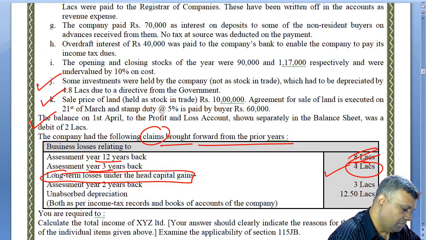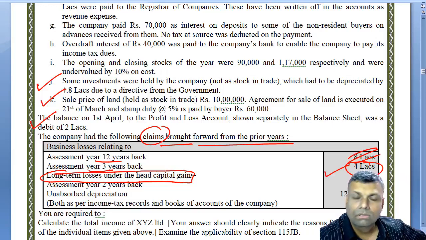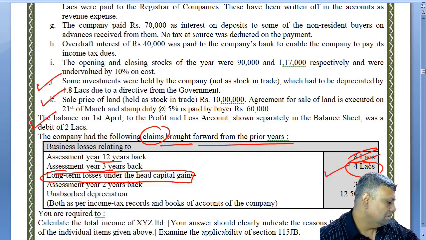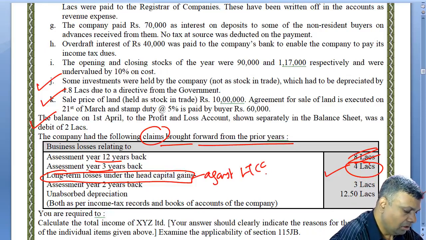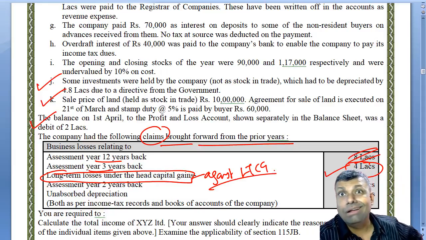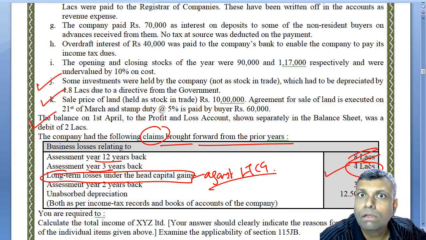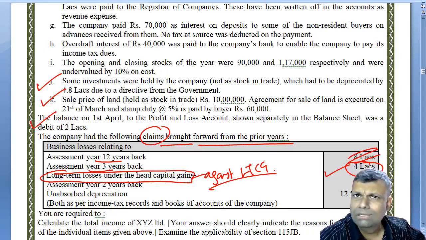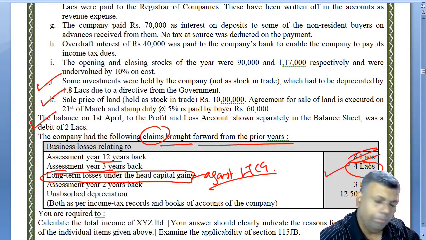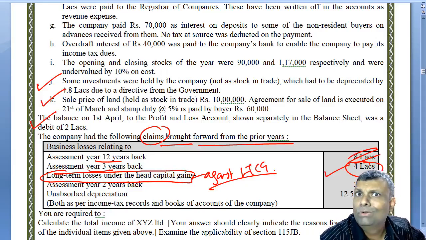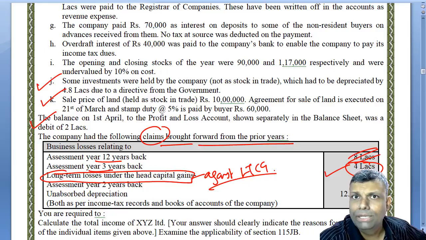Long-term capital loss can be adjusted only against long-term capital gains, but in the given question there is nothing like that printed. Is there any long-term capital gain you can find? There will not be any. The adjustment is permissible, but we don't have such long-term capital gains, so it will be carried forward to the subsequent years.